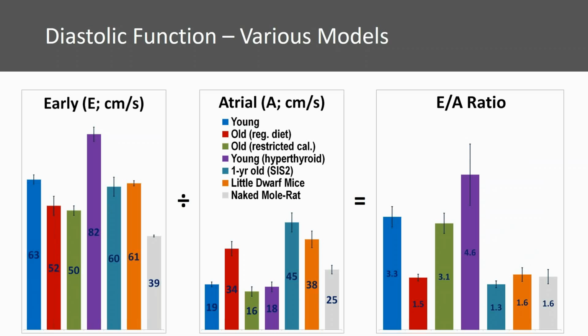Here we're looking at those same animal models as we did for systolic function, but now let's focus on the E to A ratio. Again, in aging, we see that the E to A ratio decreases. However, in this case, we can see that with the restricted diet, there is a protective effect in that we're able to maintain the E to A ratio with aging. If we look again at those little dwarf mice, we see that they have, again, a decreased E to A ratio, as do the naked mole rats. And again, this starts out early on in their lives and stays throughout the course of their lives.